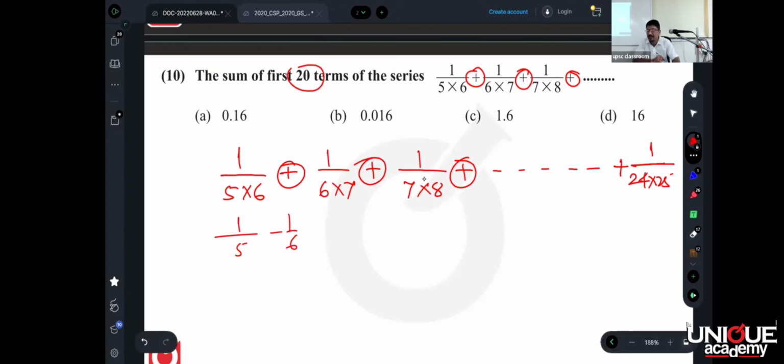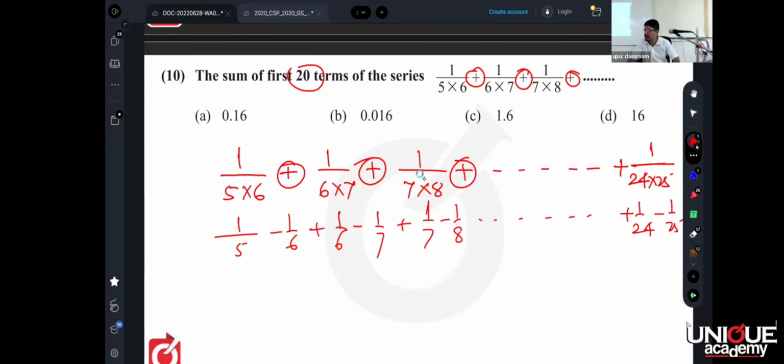Now what will it be for 1 upon 6 into 7? All of you are getting plus 1 upon 6 minus 1 upon 7. Then for the third one, 1 upon 7 minus 1 upon 8. Like that for the last one, plus 1 upon 24 minus 1 upon 25. Is it clear? The 20th term is 1 upon 24 into 25. The 19th term should have been 1 upon 23 into 24, that is plus 1 upon 23 minus 1 upon 24. Is it clear to all of you?